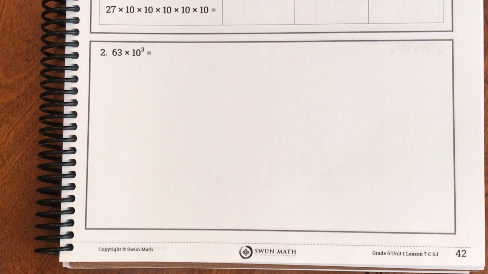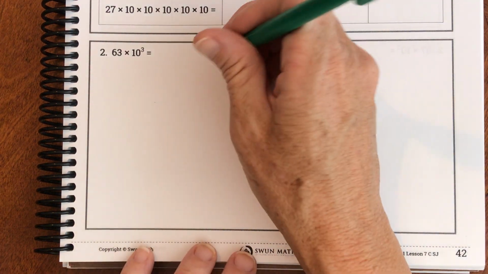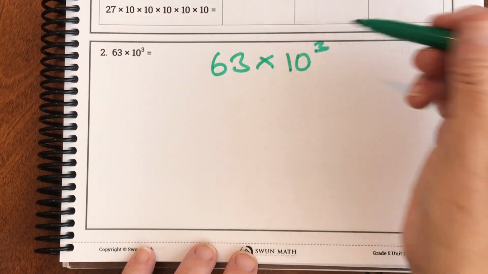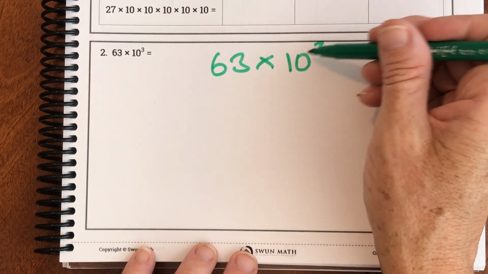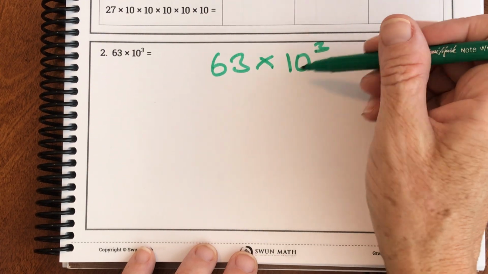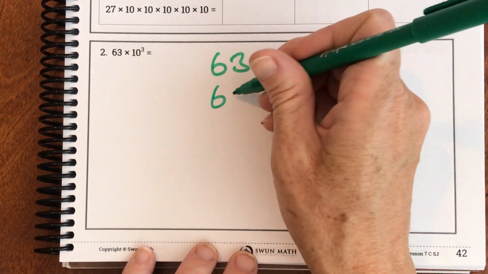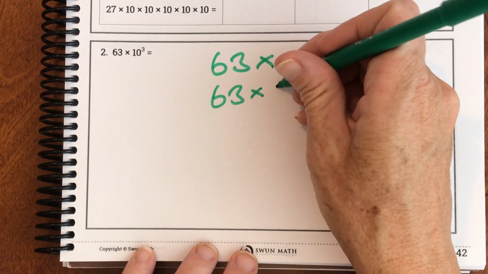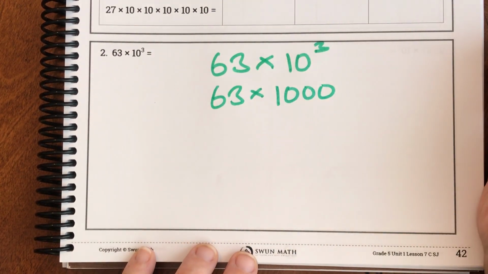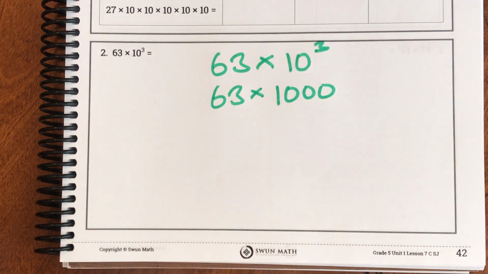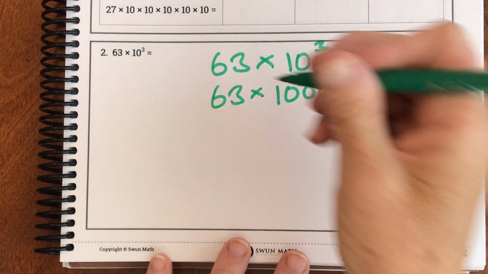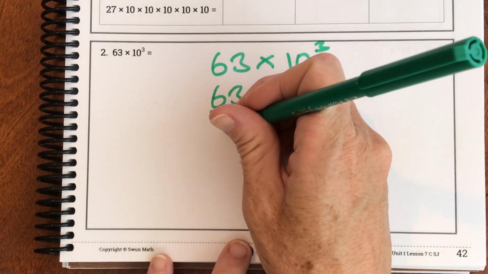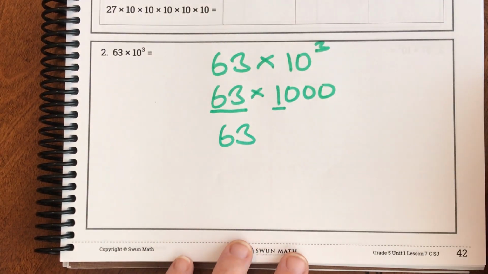So the first step is to decompose or get rid of that exponent. So how do I get rid of this exponent? Well, 10 exponent 3 means there's going to be 3 zeros. So 10 exponent 3 is 10 times 10 times 10, which is the same as 1,000. That was step 1. Step 2 is multiply the non-zeros. So 63 times 1 is 63.